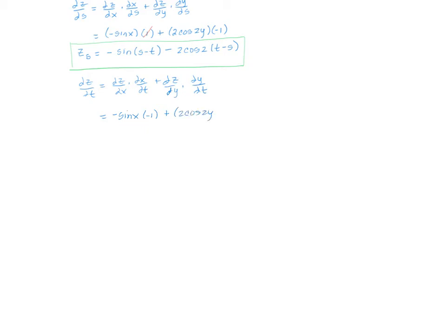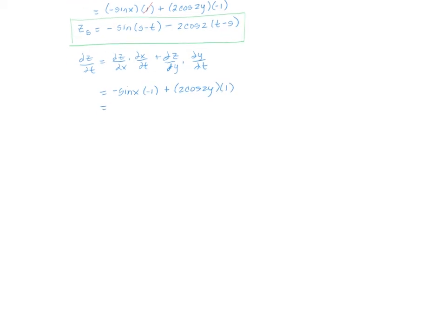of 2y. Oh, can't speak today. Times 1. And then substituting for the x, that would be the s minus t. So I have a negative sign times a negative 1. So this becomes a positive sine of s minus t plus 2 cosine of 2 times t minus s.